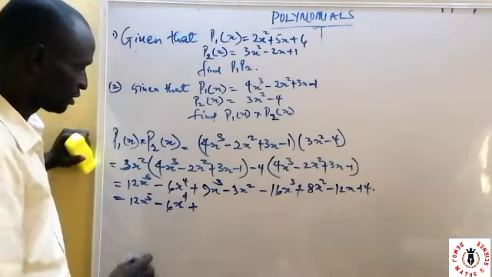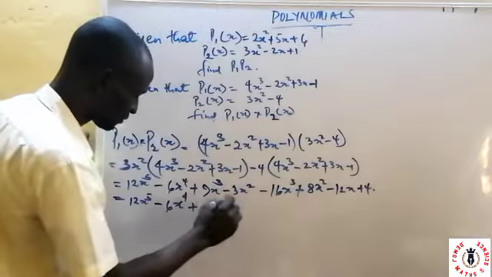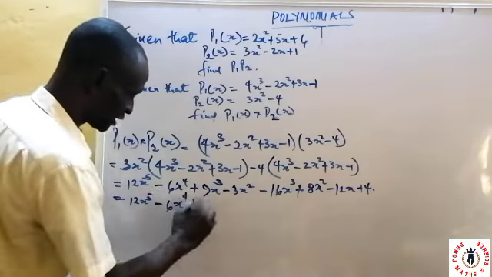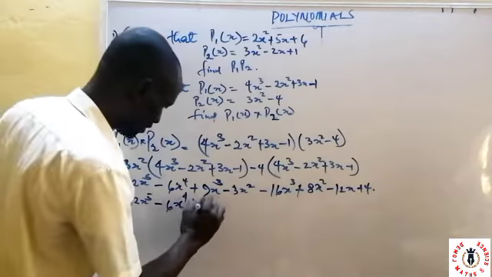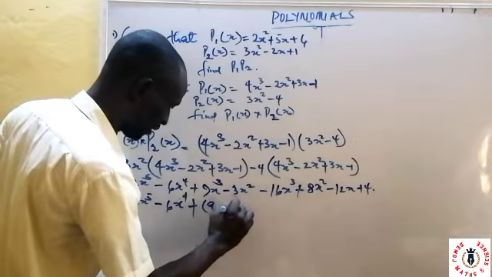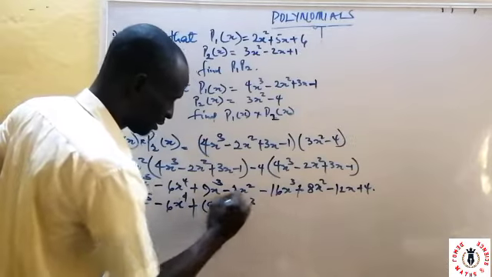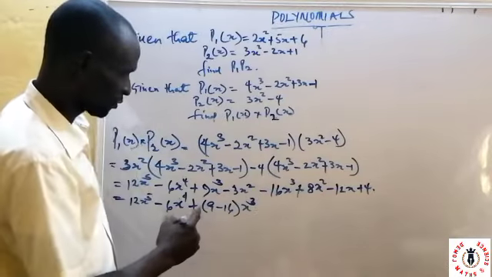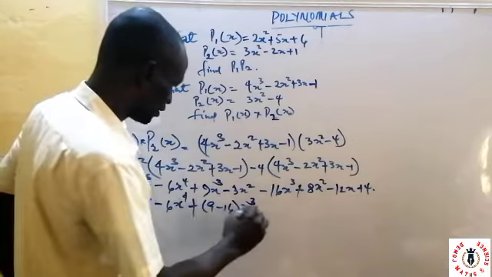x cubed. Plus 9 minus 16. Okay, let's use the bracket to make it easier. That's plus 9 minus 16. That's x cubed. Any other one? That's the only one.